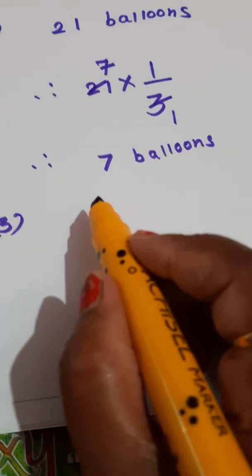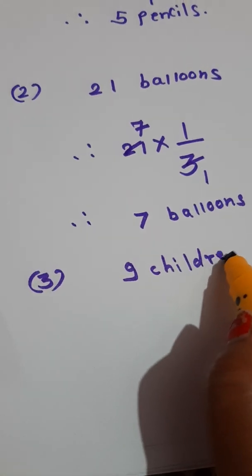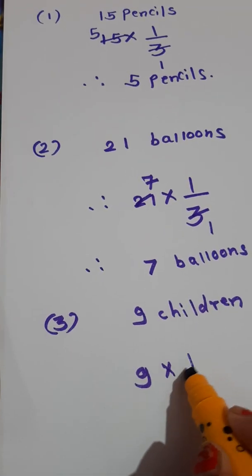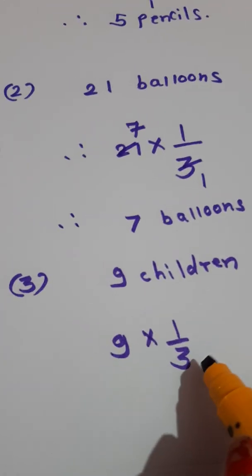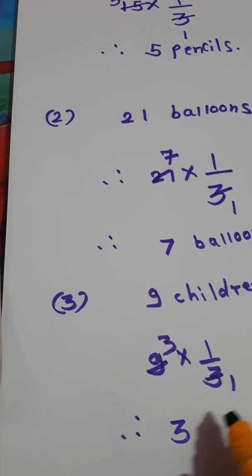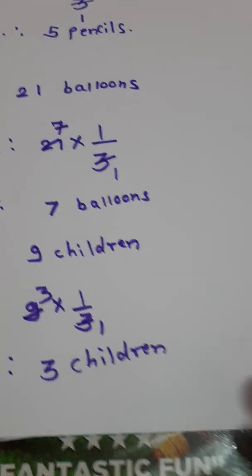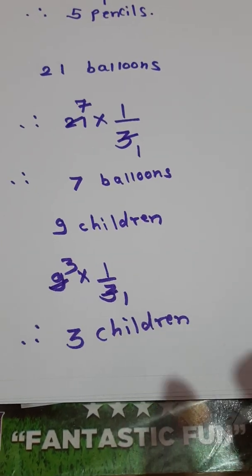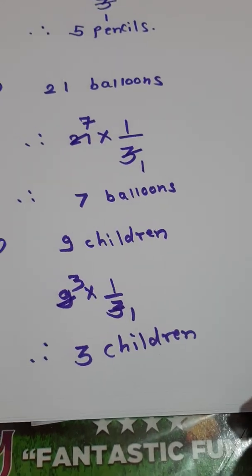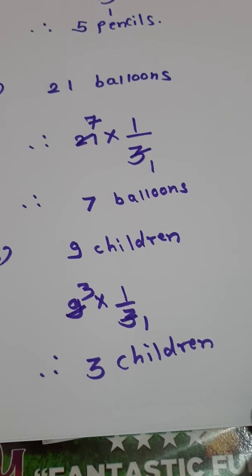Next one given is 9 children. What is 1/3 of 9 children? Same way, write down 9 into 1/3. It is very simple. Everyone knows 3 1s are 3, 3 3s are 9. So what is 1/3 of 9 children? 3 children. If you make groups of 3 children, three groups, you get 9 children in total. So 1/3 of 9 children means 3 children.